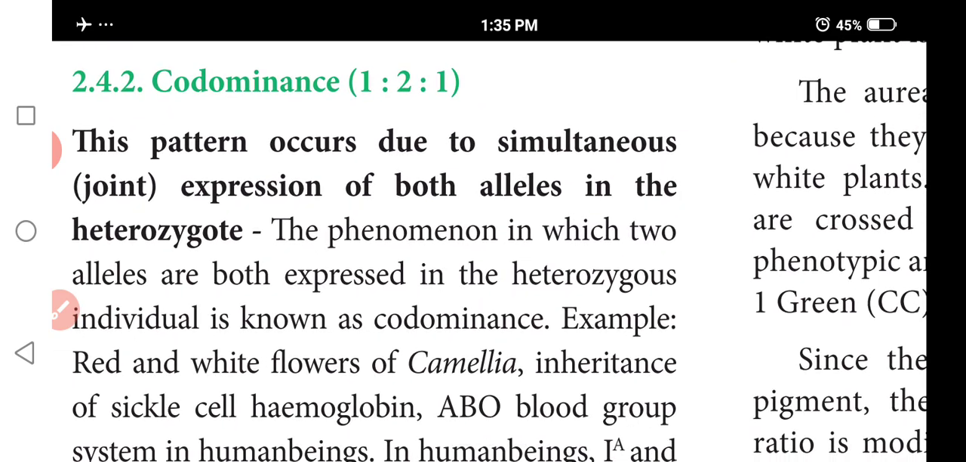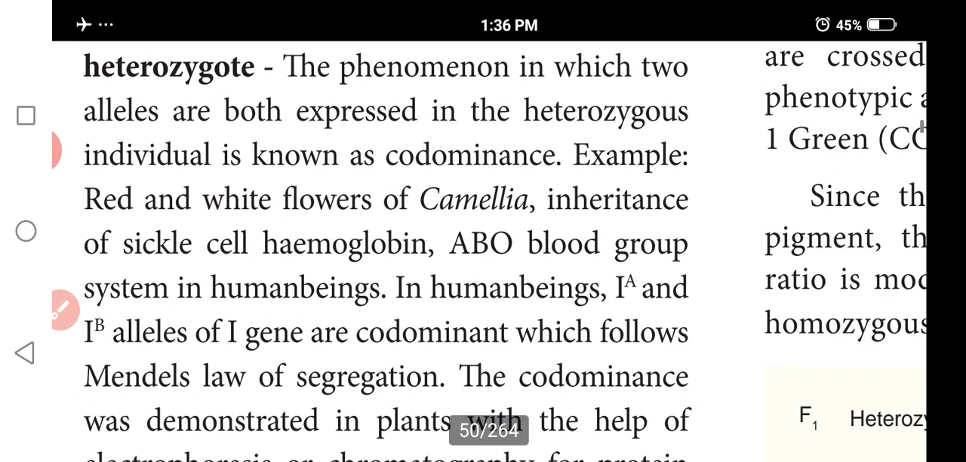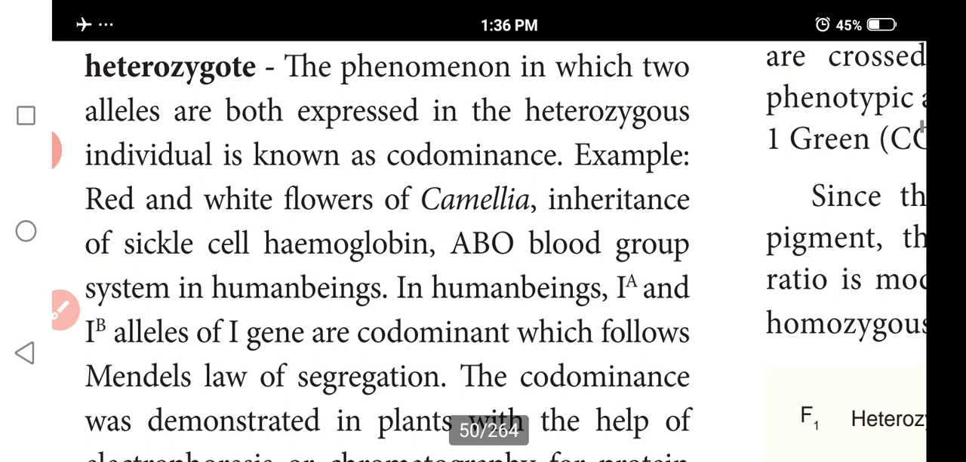Codominance. This pattern occurs due to the simultaneous expression of both alleles in the heterozygote. Both alleles, capital T and small t, are expressed. This phenomenon in which two alleles are both expressed in heterozygous individuals is known as codominance. For example, red and white flowers in Camellia, and sickle cell in hemoglobin.